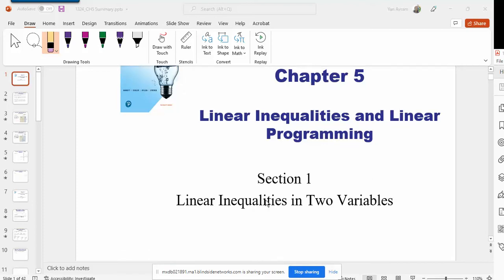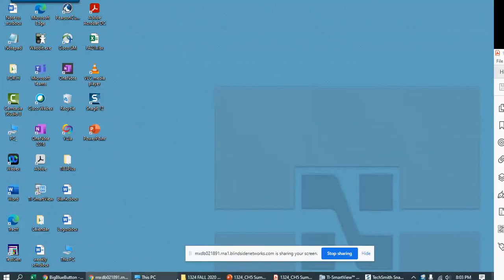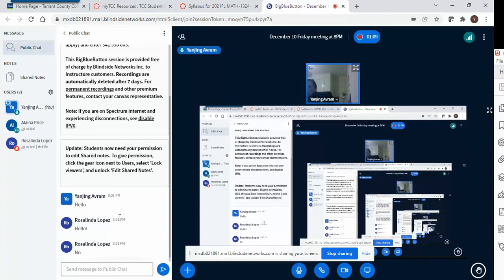Okay, so chapter 5, if you know how to do the graphing, chapter 5 should be relatively easy, okay? Because this one is using the linear graphing, and then we will find the maximum, minimum value, something like that, okay? Let me go ahead and see.